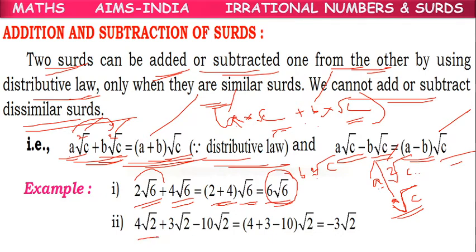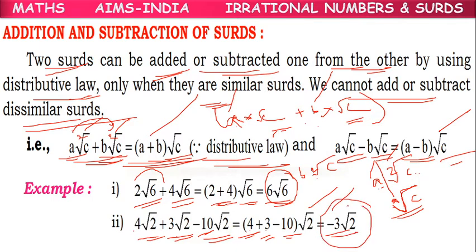Or 4 root 2, 3 root 2 minus 10 root 2. Which one do we take common? Root 2 we can take common. In the first term, 4 is remaining. Second term, 3 is remaining. Third term, minus 10 is remaining. 4 plus 3, 7 minus 10. 7 minus 10 results in minus 3.